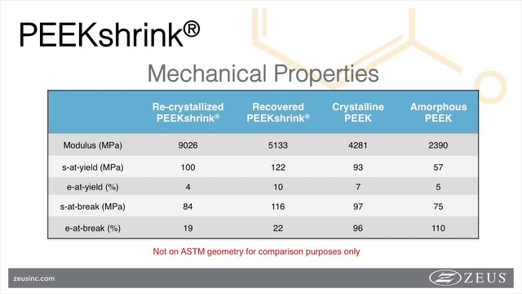Taking a look at the modulus for amorphous PEEK, crystalline PEEK, recovered PEEK shrink, and recrystallized PEEK shrink, we see a drastic difference in the values, ranging from above 2,300 megapascals all the way up to over 9,000 megapascals for the recrystallized material. Stress at yield, elongation at yield, stress at break, and elongation at break change with processing as well. Crystallinity state of the material as well as the recovery conditions are very important in achieving appropriate results in the end application.